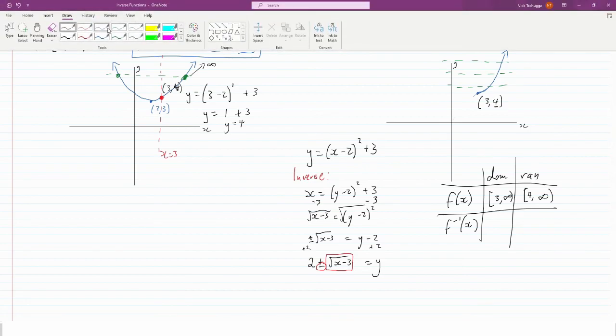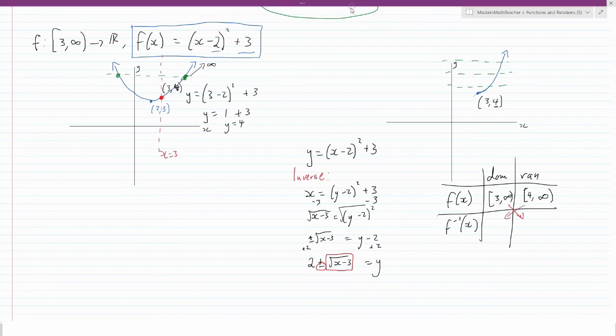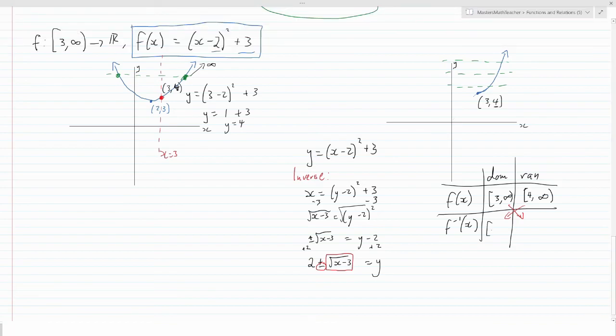So how do we find the domain and range of the inverse? I want you to pause the video and give it a shot. So all we do is we switch them. So the domain of our inverse is now the range of our original, so 4 to infinity. The range of our inverse is the domain of our original, so 3 to infinity.